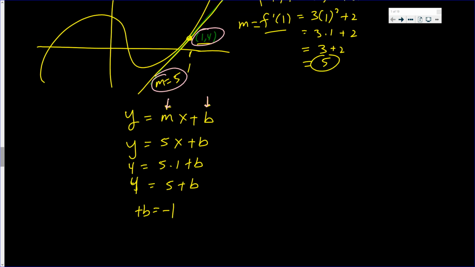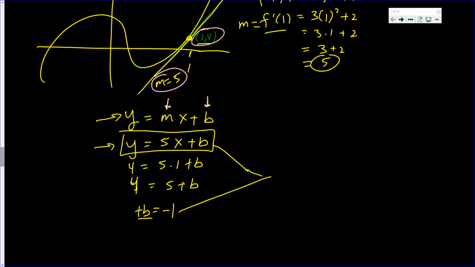Okay, so this is, so far, my most up-to-date formula. I started with this one. I updated it by putting what m is. But now I know what plus b is. It's -1. So y is equal to 5x. Instead of plus b, I put -1.